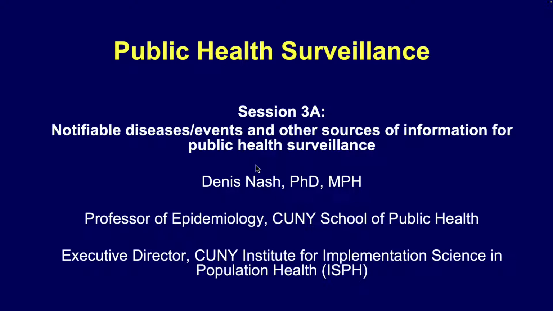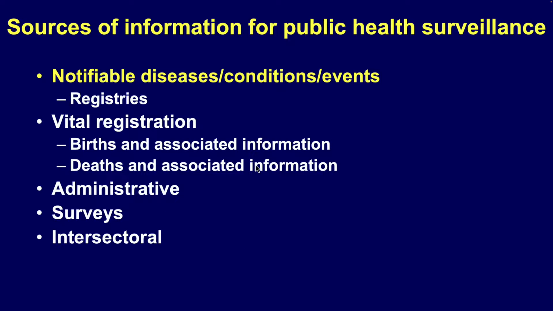Welcome to session 3 of the Public Health Surveillance course. In this session, we'll talk about the notifiable diseases and events and other sources of information for public health surveillance. We'll go through different sources of information for public health surveillance and focus in more detail today on notifiable diseases, conditions, and events, and the use of registries for surveillance purposes.